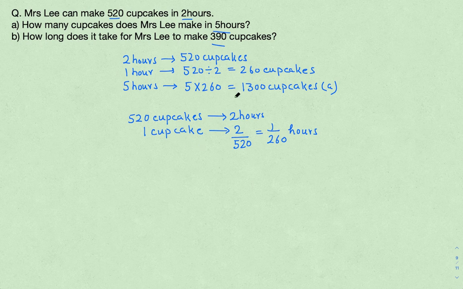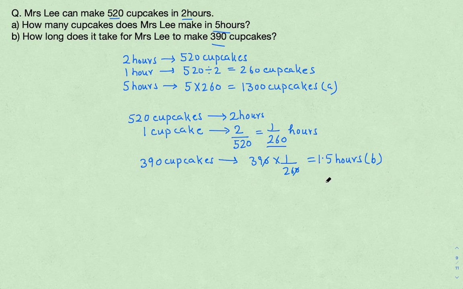So how long will she take to make 390 cupcakes? If for one cupcake she takes this much time, then for 390 cupcakes she will obviously take 390 times 1 by 260. If you solve it, it is equal to 1.5 hours. So in order to make 390 cupcakes, she will take 1.5 hours. So that answers our part B.